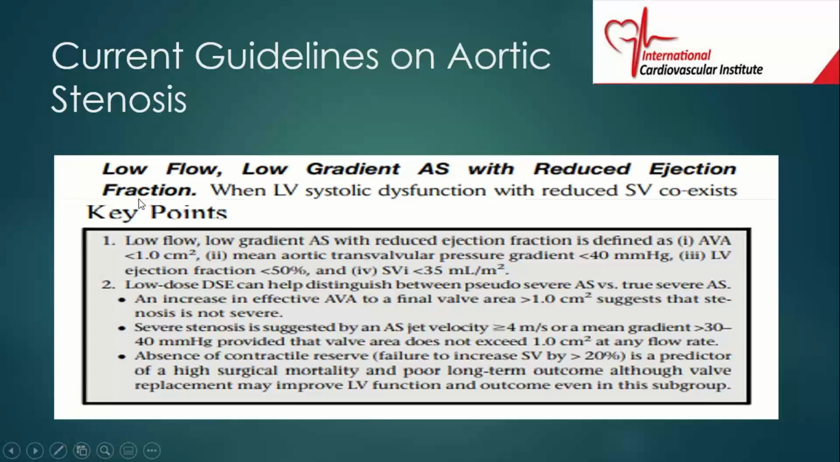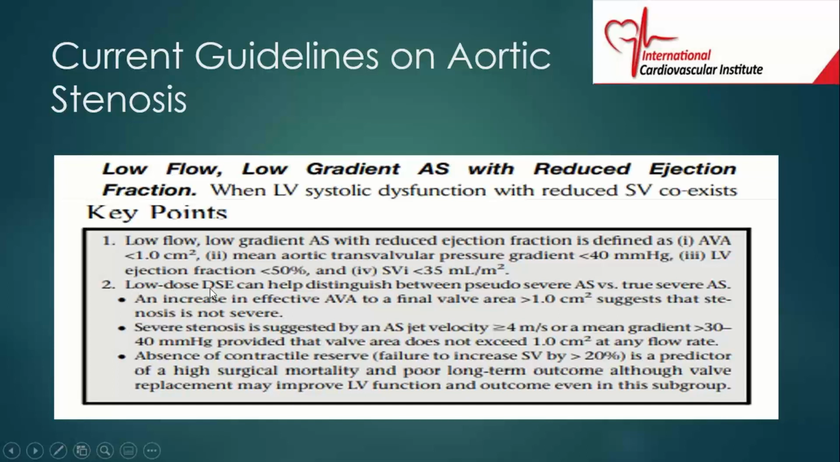In all echo labs, they should have this highlighted. Okay, so for low flow, low gradient AS with reduced ejection fraction, for one, you need to write down the definition, what it is. Okay, so valve area less than 1 centimeter squared, the mean aortic transvalvular gradient less than 40, the ejection fraction less than 50, and if you do stroke volume index, less than 35 mLs per meter squared.